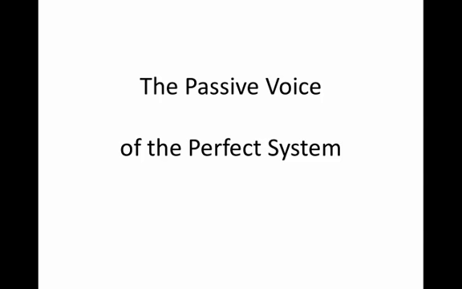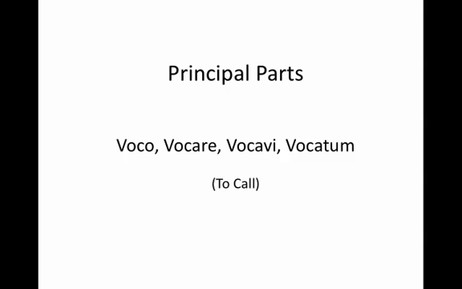Today we're going to learn about the passive voice of the perfect system. But before we jump into forming this, let's look at the principal parts of our verb. Today we're going to use woka, wokare, wokawi, wokatum.